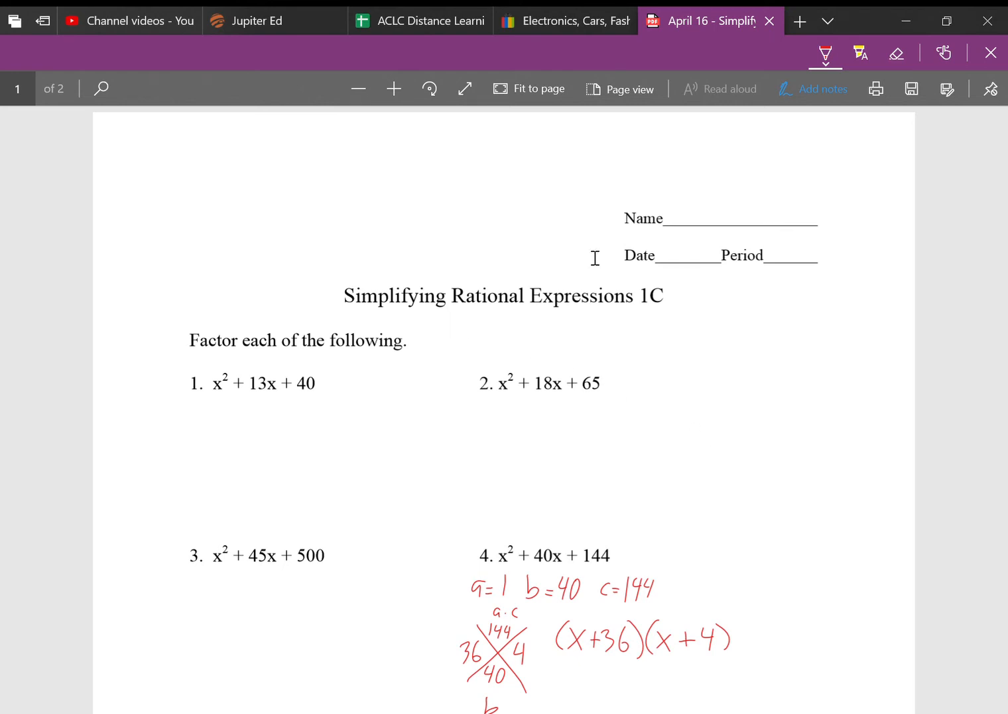Alrighty guys, we are on simplifying rational expressions 1C. Please make sure that as you're going along with these assignments, you're doing them in order. We'll see already right now that these problems are getting harder. As long as you're okay with your basic factoring, it shouldn't be a big deal, but if you're still struggling with factoring, please go back and look at some of the previous videos because we're going to need to be factoring for the whole rest of the year.